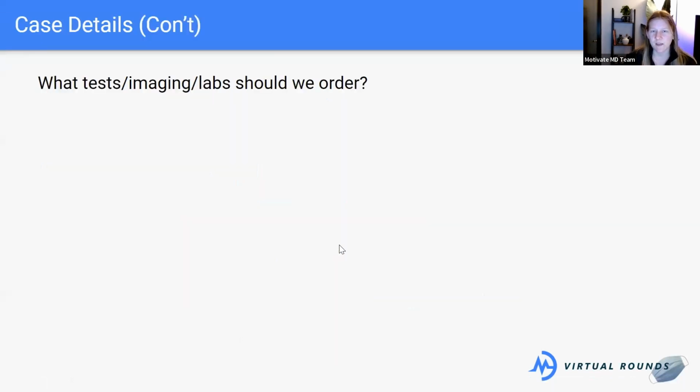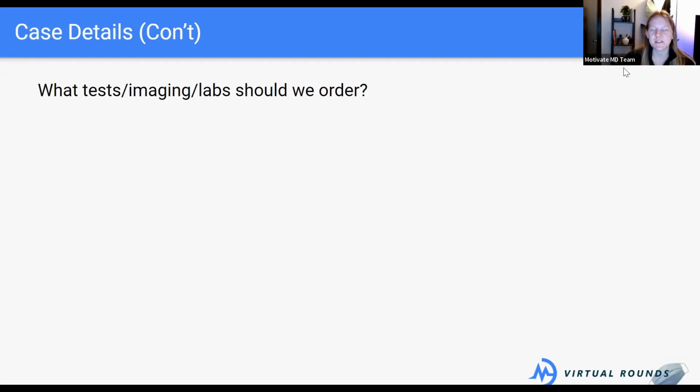So given this exam and the history that we have, what kind of tests or imaging or labs would you guys like to order to try and further figure out what we're dealing with here? Bridget said MRI, so some imaging. CT from Chase. Would you guys happen to know when you would get an MRI versus when you would get a CT?